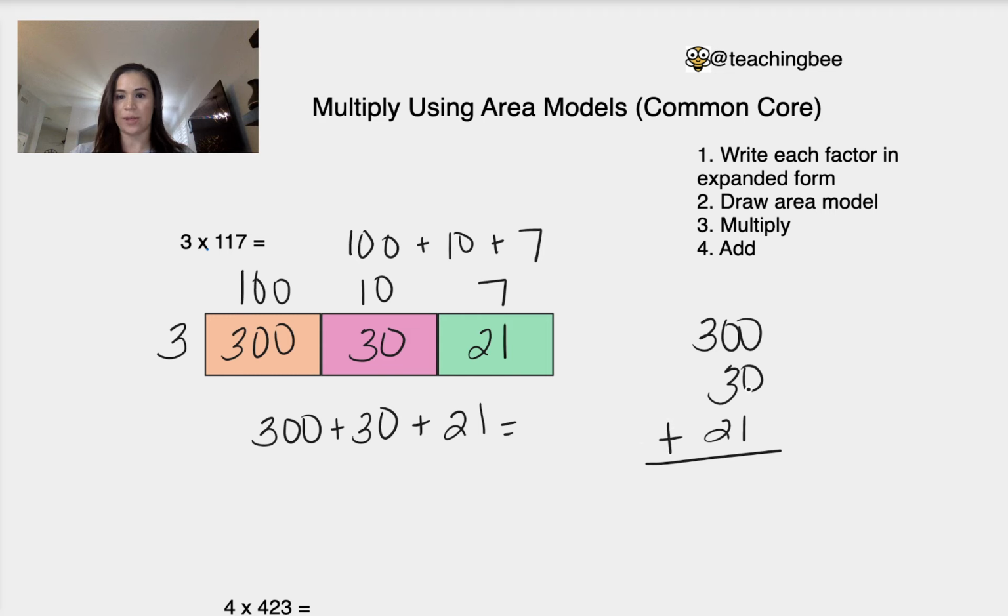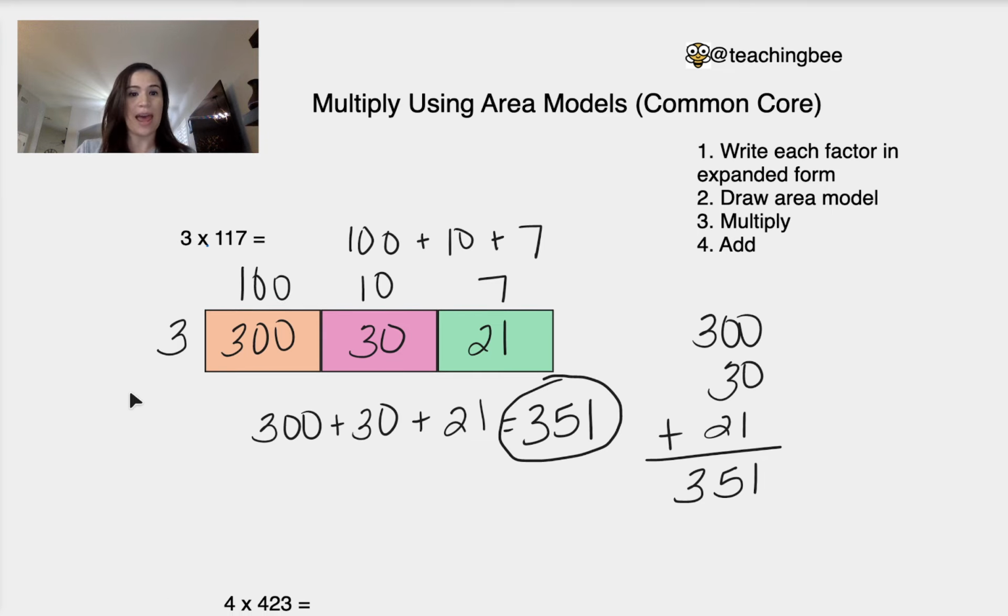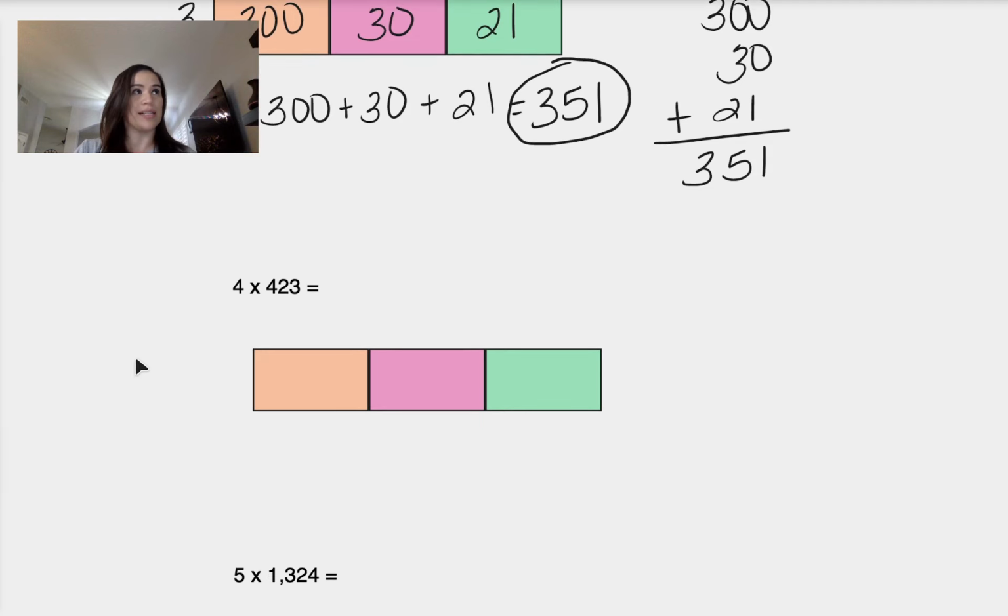So we have 0 plus 0 plus 1 is 1. 0 plus 3 plus 2 is 5. And then nothing else in our hundreds column besides our 3. So 300 plus 30 plus 21 is 351. And 3 times 117 is 351. All right, so let's go ahead and do another example.